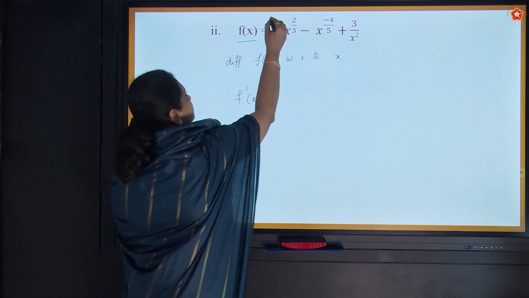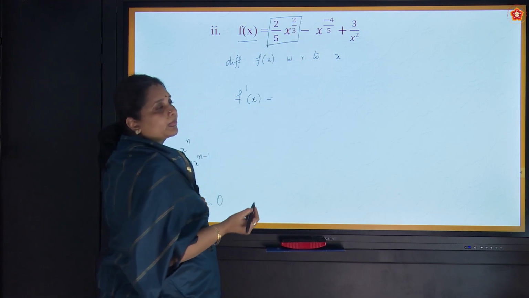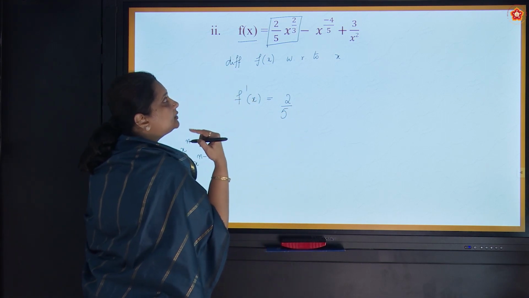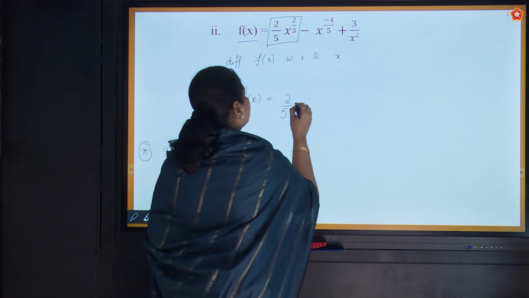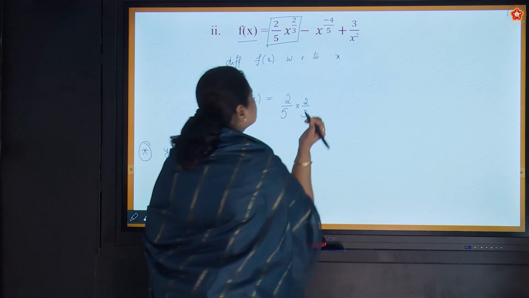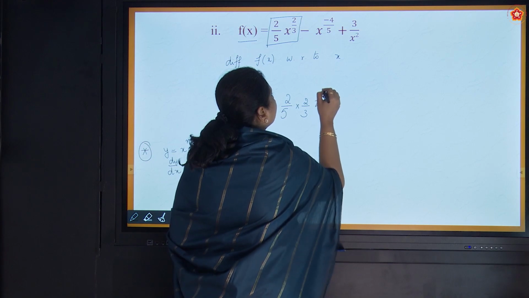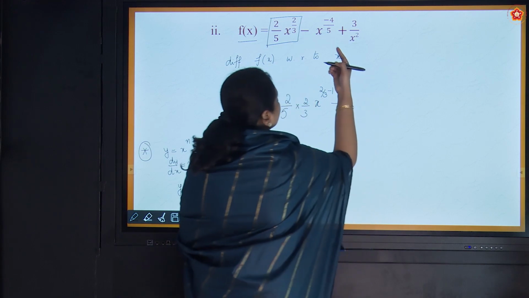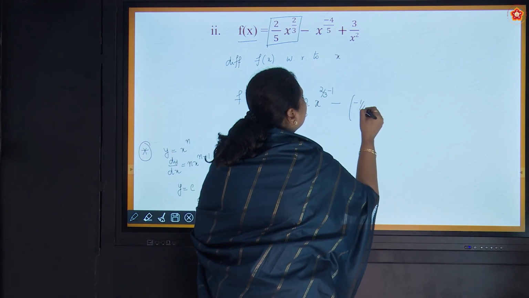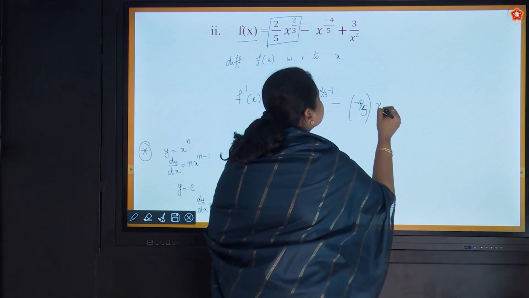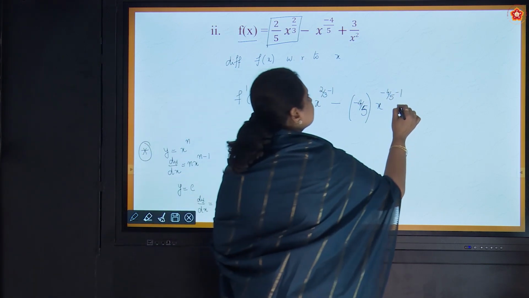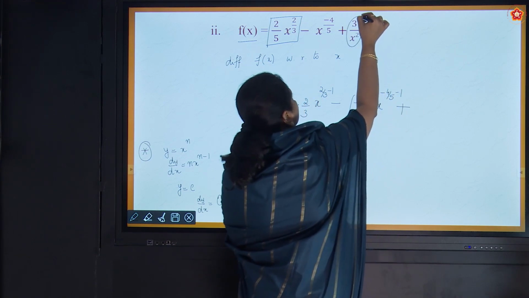So this is the first term. The numerical coefficient is going to remain as it is. And x power 2 by 3, so 2 by 3 will be brought down as a coefficient, into x power, you reduce 1 from the power. Minus, similarly, I'm going to bring that power as a coefficient. X power minus 4 by 5 minus 1. Plus, this is 3 by x square.